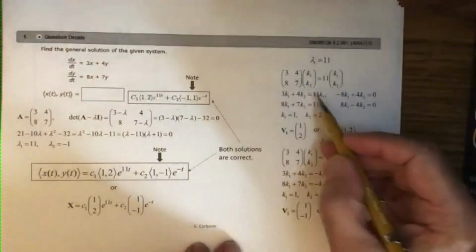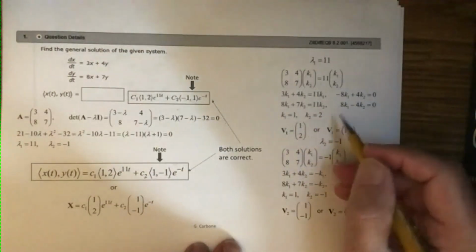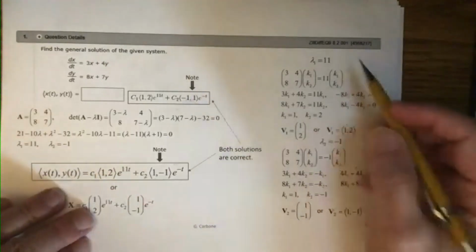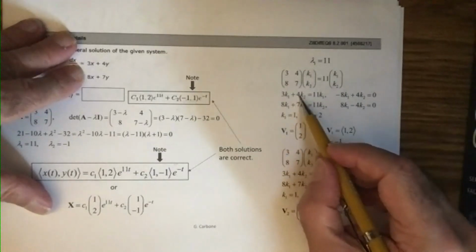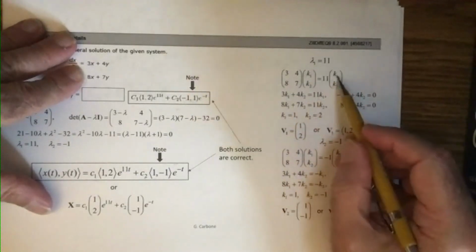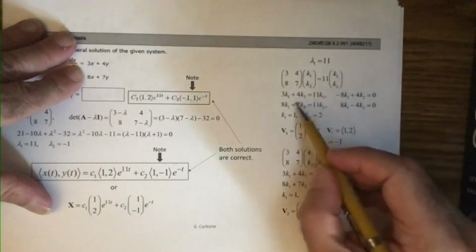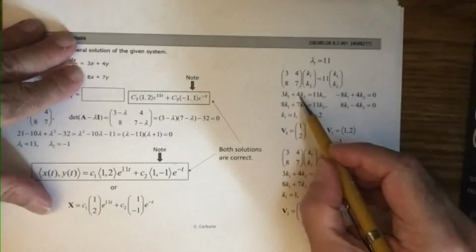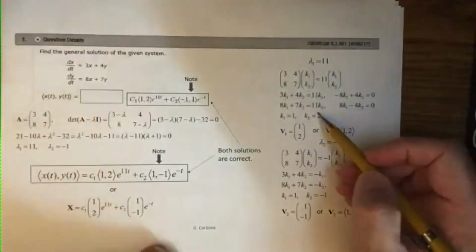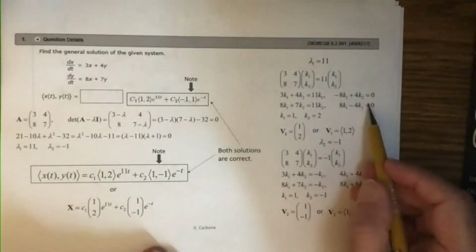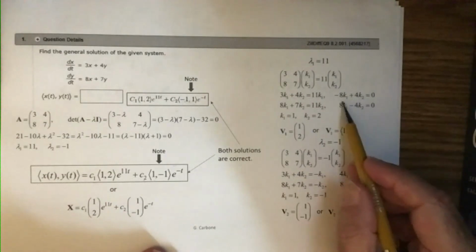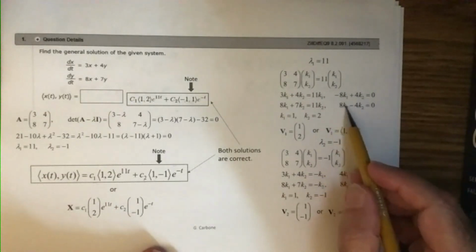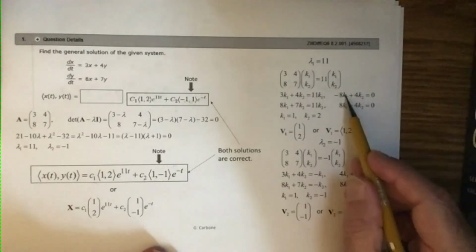And here, what I did is I actually did the top and the bottom just to show you that you get the same equation, right? In other words, what I did here in my notes is I did the 3K1 plus the 4K2 is equal to 11K1, right? Then I also used the bottom and showed you that you end up with the same equation. This equation is equal to this equation, just -1 times the other. So these two equations are equivalent.